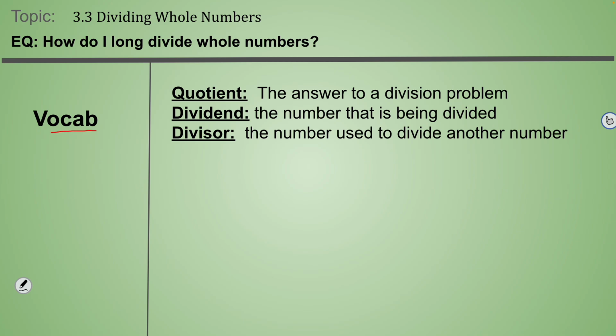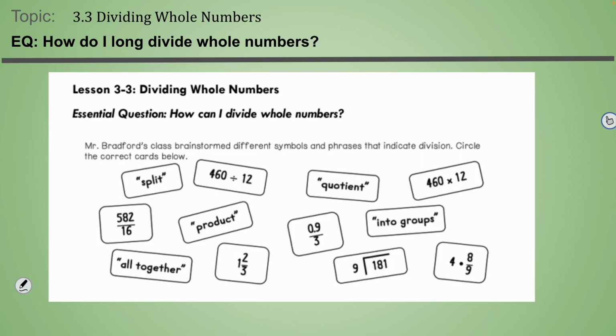All right, so some vocabulary to start off with. We need to know that a quotient is the answer to a division problem, and that the dividend is the number that's being divided. So that's the first number. And this is not in your notes, but you could add it if you'd like. The divisor is the number used to divide the other number. So that would be the second number. In division, it's very important to keep track of which number goes where. If you put the numbers in the wrong spot, you will get the wrong answer.